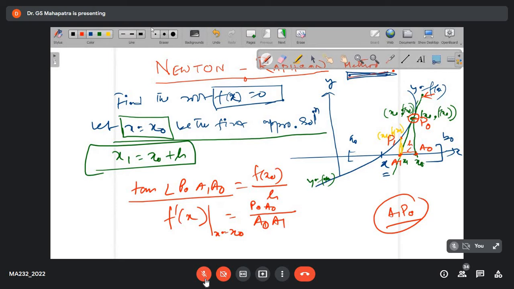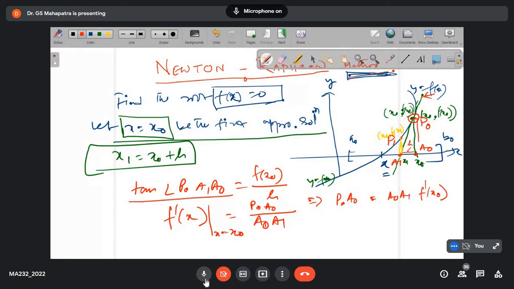Okay. So what is the answer then? What we can derive from that? So ultimately we can write this one. Small, I have to write. Okay. P0 A0 equals to A0 A1 into f dash x at x0. So I will write f dash x0. Fine. So now P0 A0, what is the distance? This distance, P0 A0, what is that one?